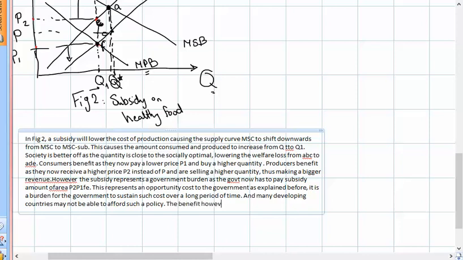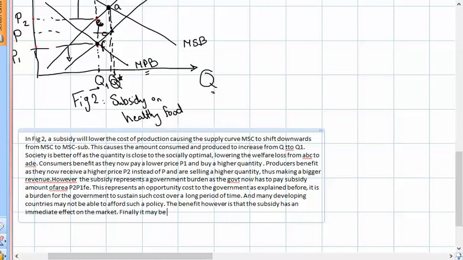A benefit, however, is that the subsidy has an immediate effect on the market. This is a balanced argument to win. So you're showing to the examiner that you know both perspectives, both advantages and disadvantages. And finally, it may be difficult to estimate the exact amount of the subsidy needed.